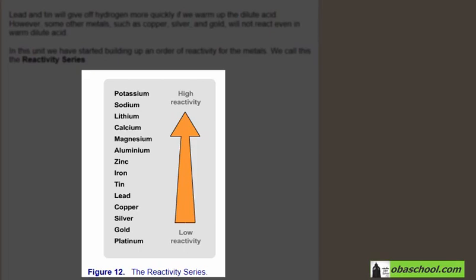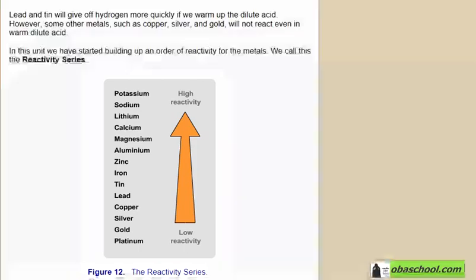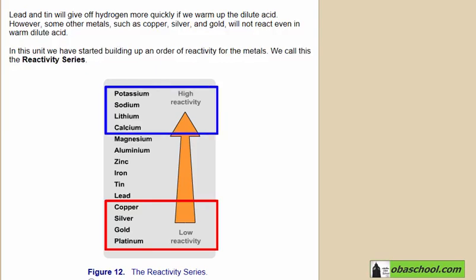So this is the reactivity series showing the reactivity of metals. Platinum, gold, silver, and copper are metals of low reactivity. On the other hand, potassium, sodium, lithium, and calcium are metals of high reactivity. And here we have some other metals such as magnesium, aluminum, zinc, iron, tin, and lead.